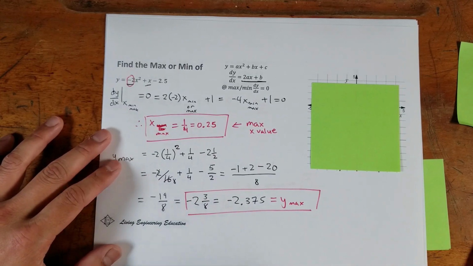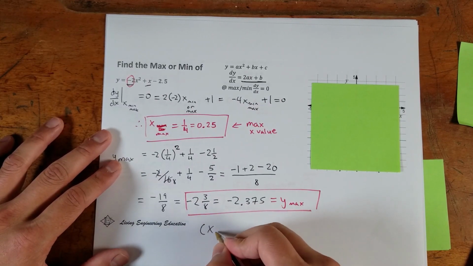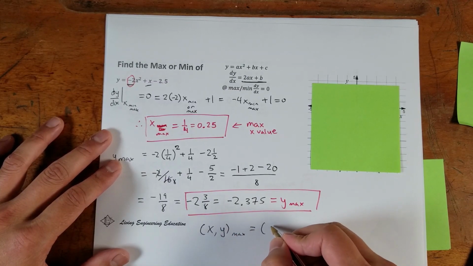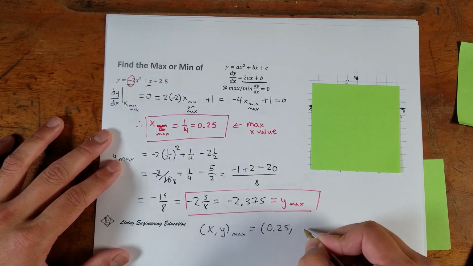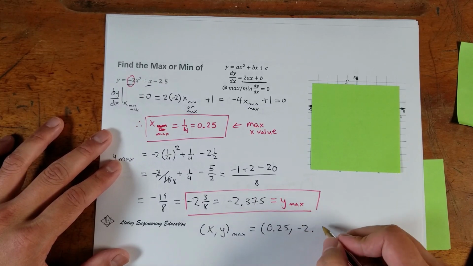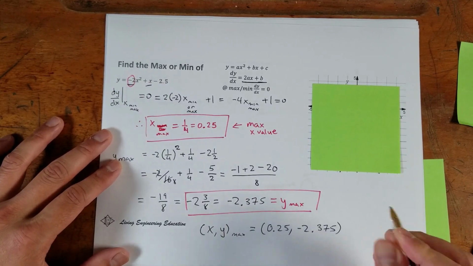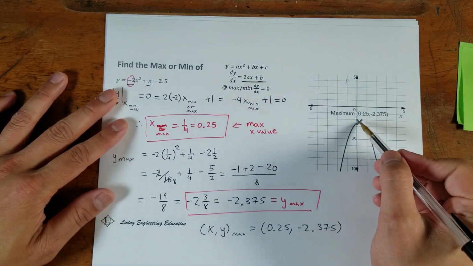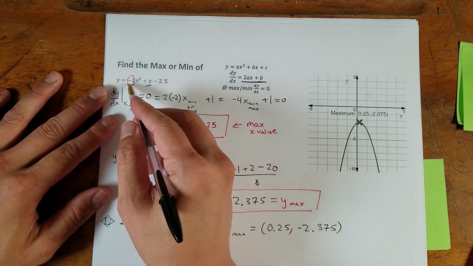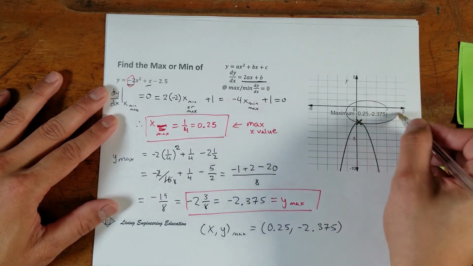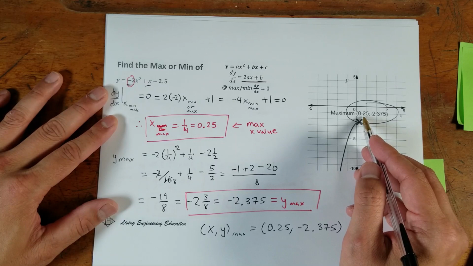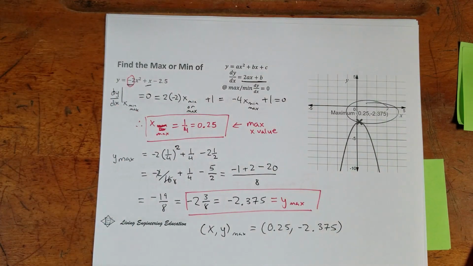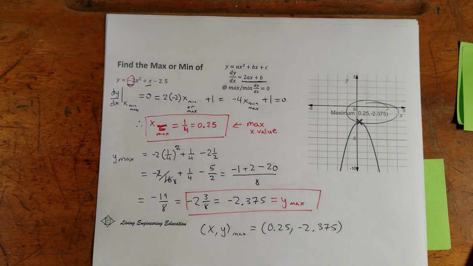All right, and so my (x, y) max is (0.25, negative 2.375). All right, let's see if this is what we have. All right, there's my graph. It's a maximum as expected because of this negative 2 value in the a term, 0.25 for x, and negative 2.375 for y. Excellent. All right, let's try one more problem.